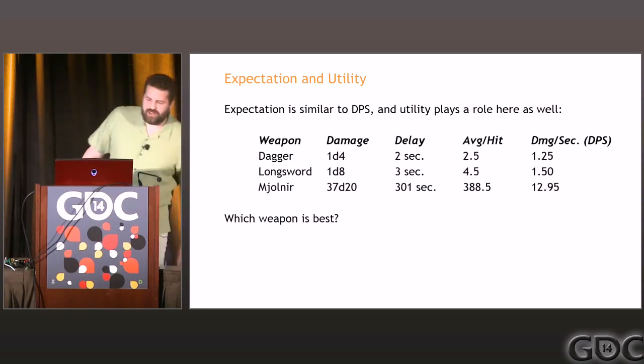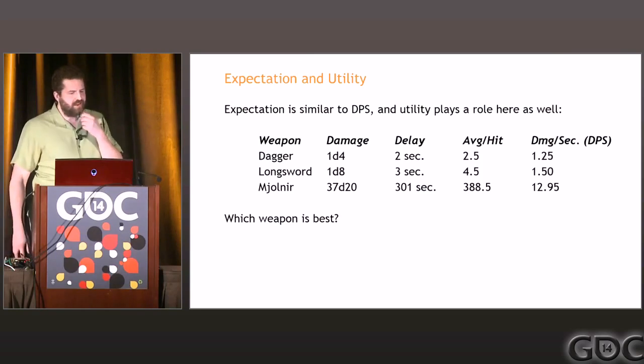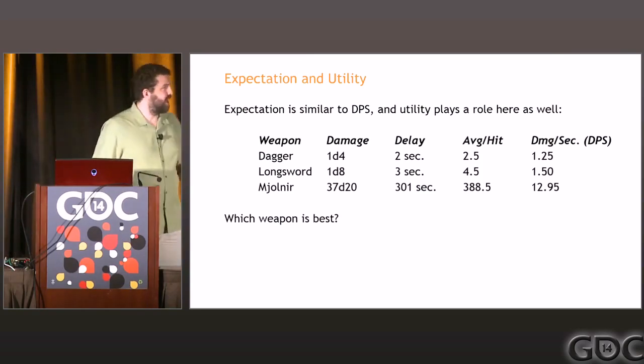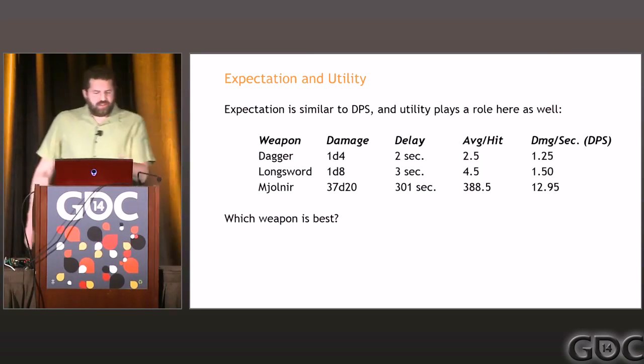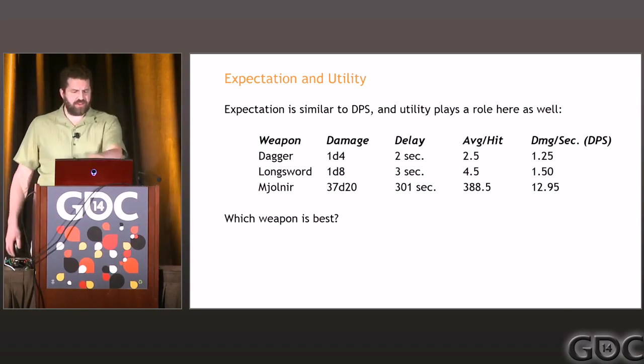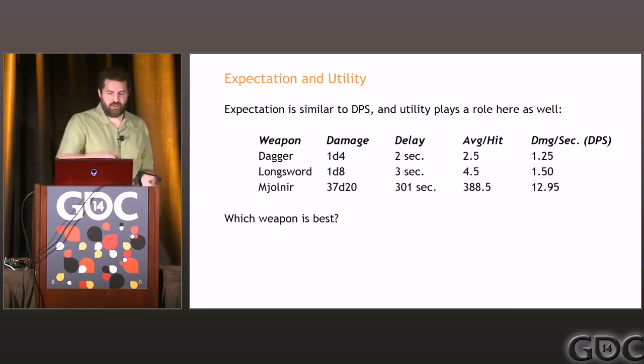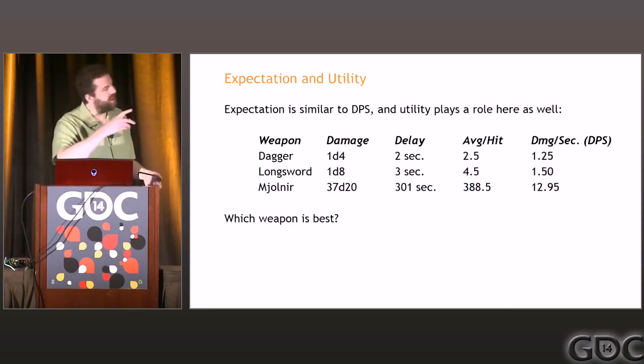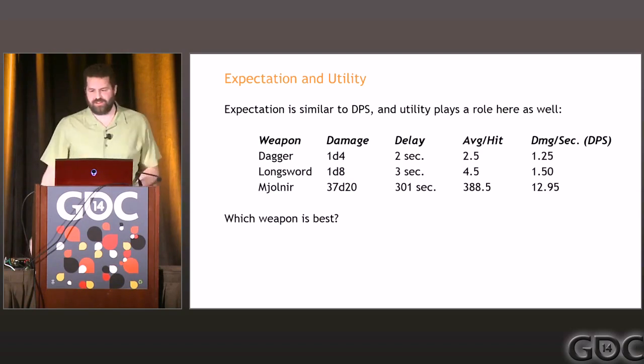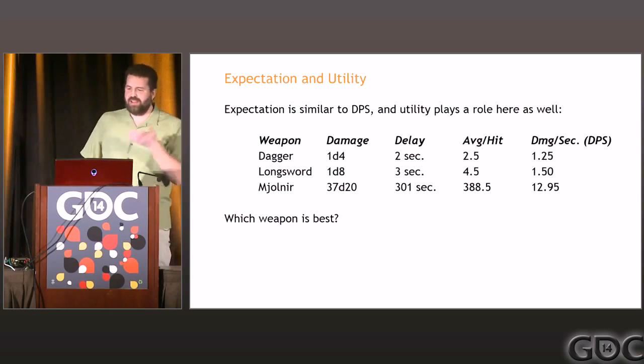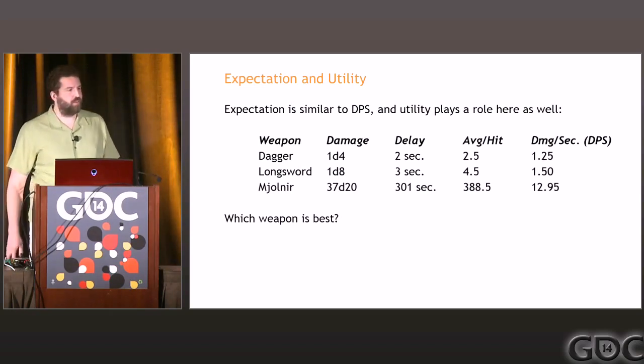Let's say we're doing an RPG, and we've got 3 weapons, a dagger, a longsword, and Thor's hammer. And they do this much damage every so often with a delay. So if I look at the average damage per hit, Mjolnir does 388.5 damage on average. And if I calculate the DPS, which is the damage per second, clearly that has the best DPS. So which weapon is best?